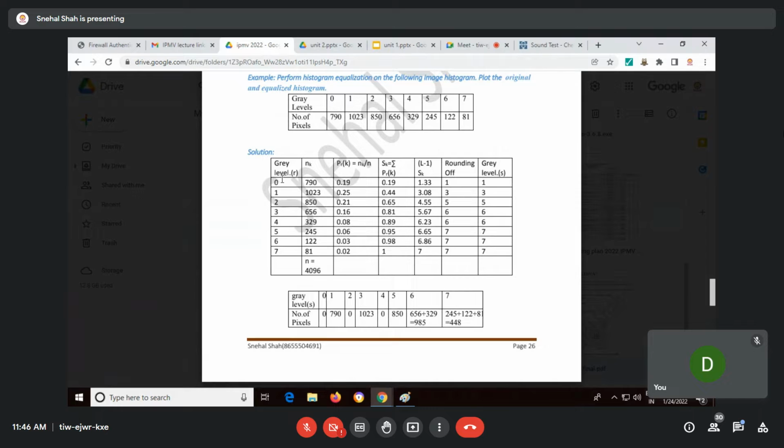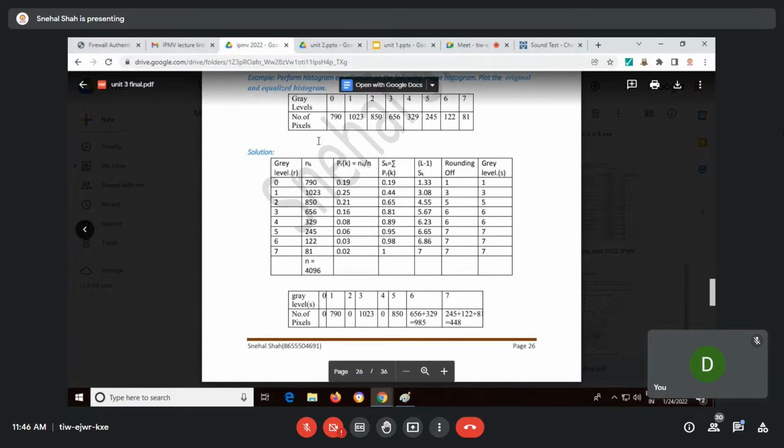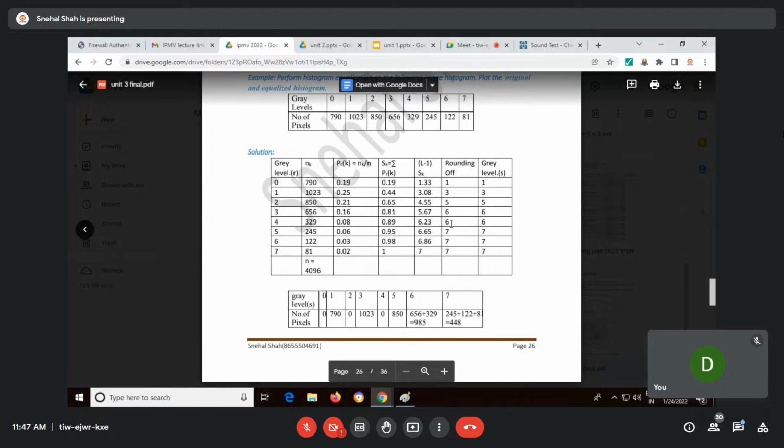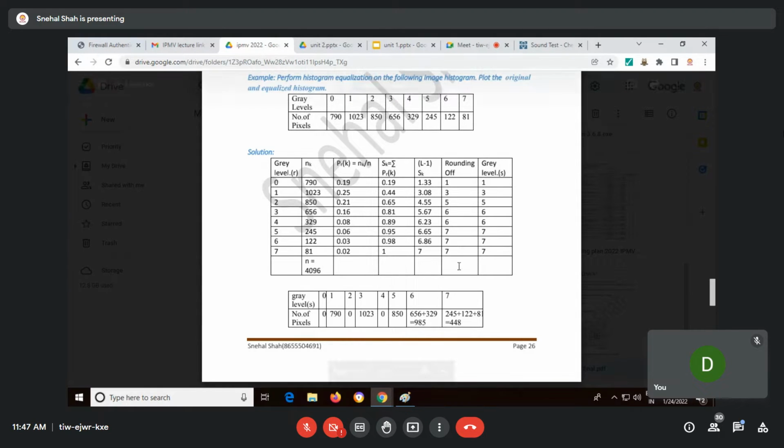Fine. So first, as per the gray levels, a total of 8 gray levels are given, 0 to 7. As per that, the number of pixels are given. From that, we have to find out PRK, which is equal to NK by N. SK is the summation of the first and second, then first, second and third, then first, second, third, fourth, like that. Then L minus 1 into SK, so you will get this value. Then you have to take the round off values.